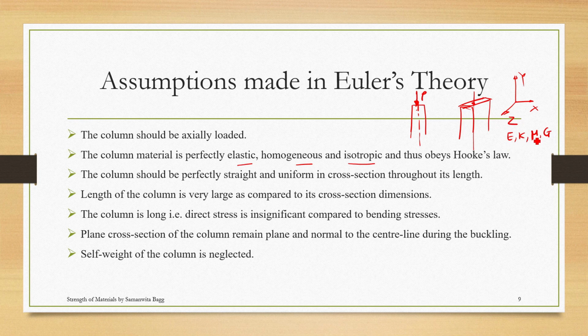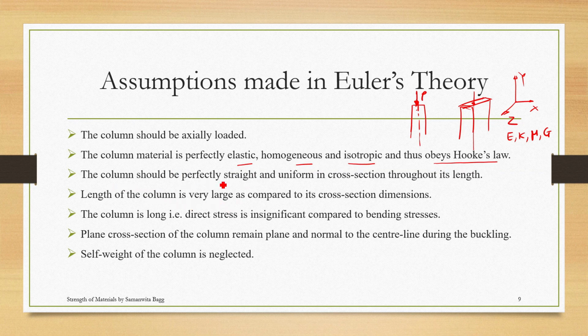Mu stands for Poisson's ratio, and G stands for shear modulus, or it is also called the modulus of rigidity. Now, when we talk about these three properties for a column material, it obviously means that the column material is going to follow or obey Hooke's law.